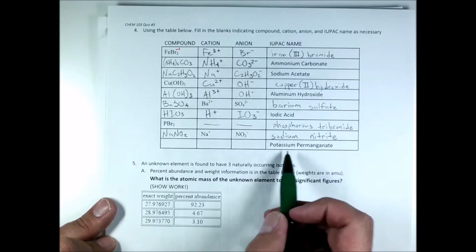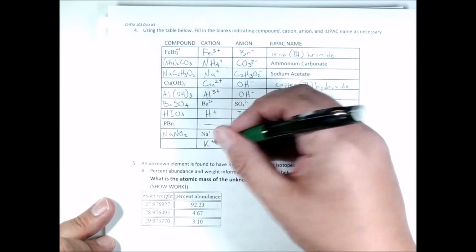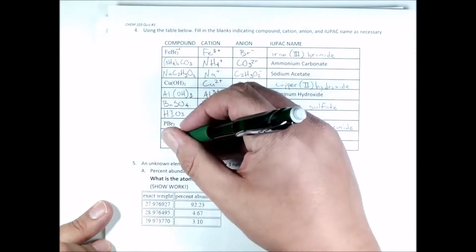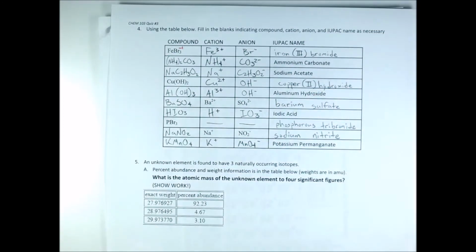All right, next one here, potassium permanganate. So we have K+, and MnO4-. So this is KMnO4. I also want to point out here that when you work with permanganate in the real world, this is actually the most common way you're going to see it, is potassium permanganate. Nice purple liquid when you have it dissolved.